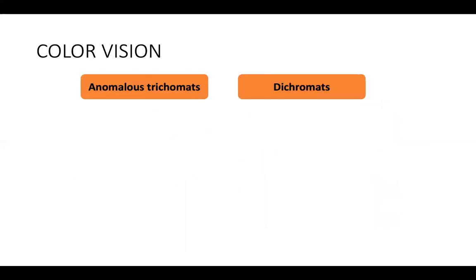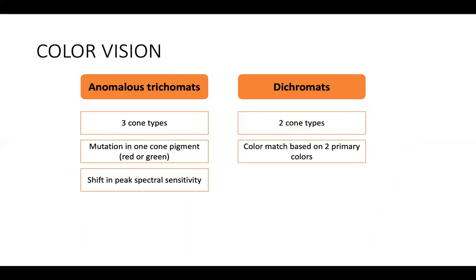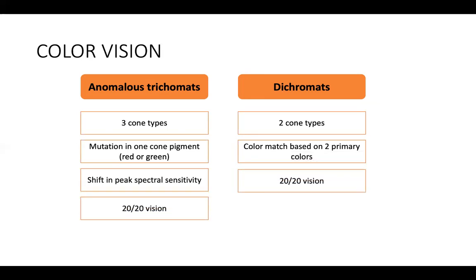Anomalous trichromats have 3 cone types, but a mutation in 1 cone pigment, usually red or green, causes a shift in peak spectral sensitivity, altering the proportion of primary colors required to achieve a color match. Dichromats have only 2 cone types and therefore will accept a color match based on only 2 primary colors. Both anomalous trichromats and dichromats have 20/20 visual acuity.